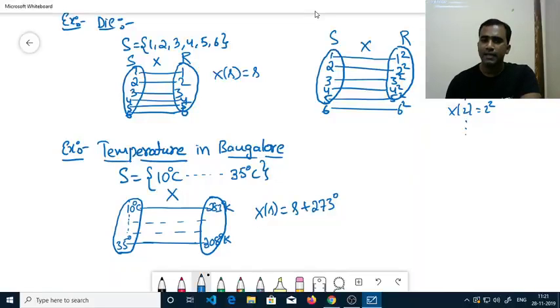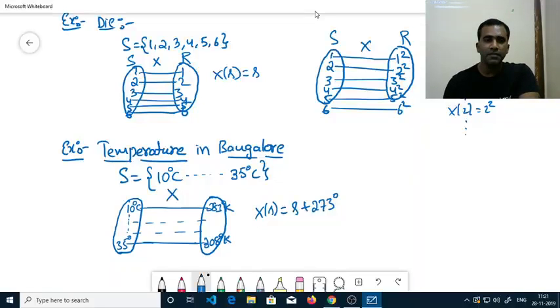Here, according to my convenience, I have defined the random variable. Now, the random variable takes values 283 to 308 with non-zero probability. 283 to 308 values, random variable takes with non-zero probability, whereas the remaining values it takes with zero probability. So, these are the three examples.